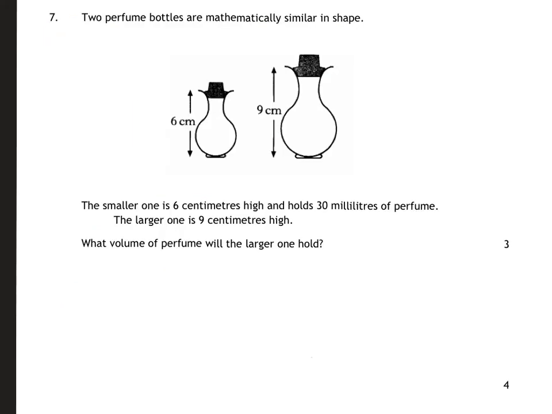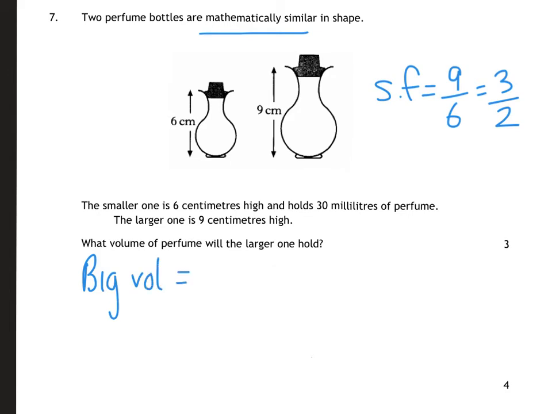Next question is similar shapes. It tells you that they are mathematically similar, so that's your clue that it's similar shapes. And it wants the volume of the big one. So the first thing you do is you get your scale factor. Because I want the big volume, I put big over small. Some of you might call it new over old. So it's 9 over 6, which can simplify down to 3 over 2. We then say that the big volume is your scale factor cubed times the little volume, which is 30.